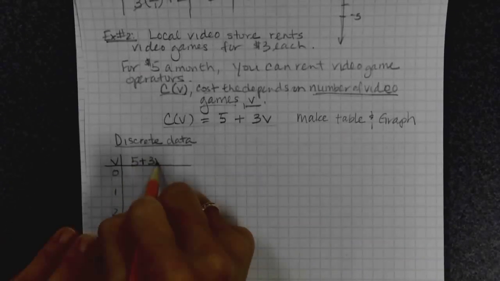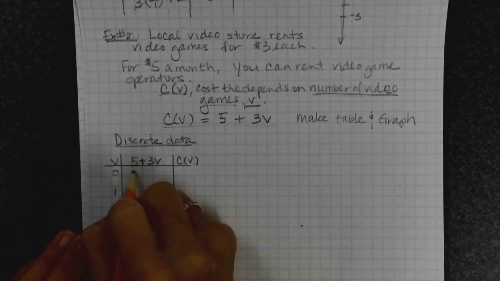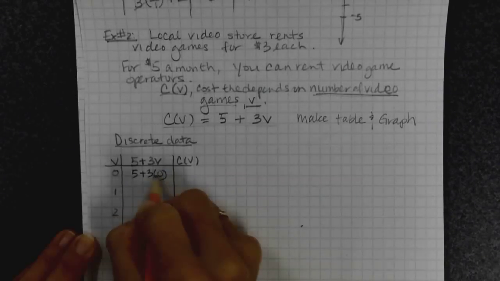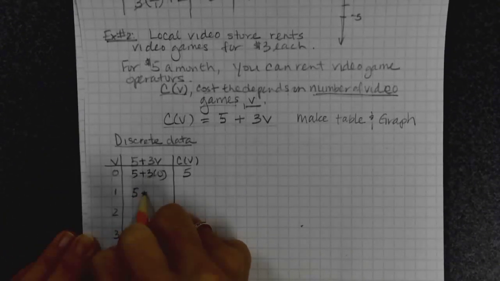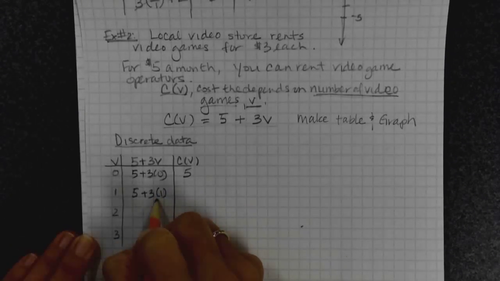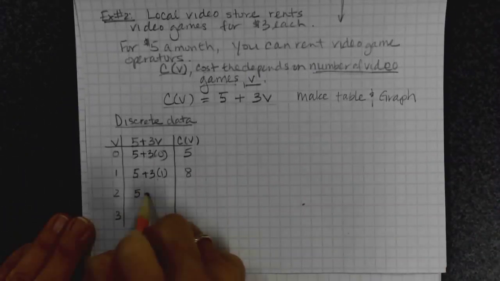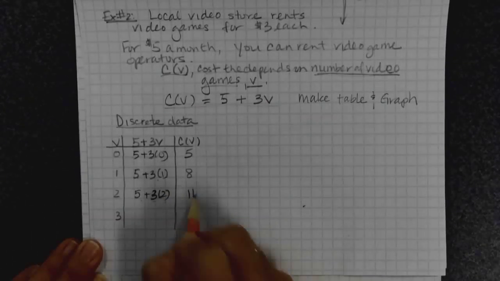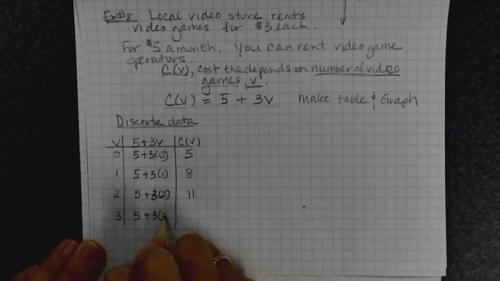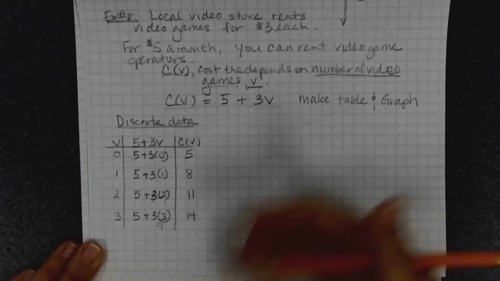And the function rule is 5 plus 3v, and that will give me my cost of the videos. So when you plug it in, 5 plus 3 times 0, 3 times 0 is 0, plus 5 is 5. So no matter if you rent 0 videos, you still have to pay for the operator. And the next one is 5 plus 3 times 1. 3 times 1 is 3, plus 5 is 8, so you pay $8 to play one video game. And then 5 plus 3 times 2. 3 times 2 is 6. 6 plus 5 is $11. And then 5 plus 3 times 3, which is 9. 9 plus 5 is $14. So on and so on.